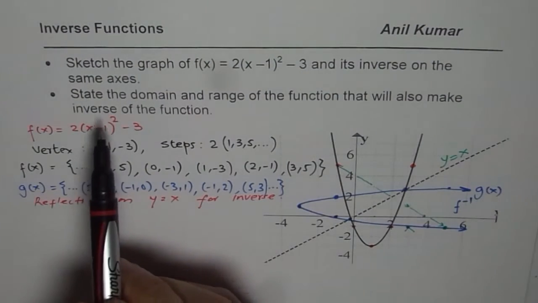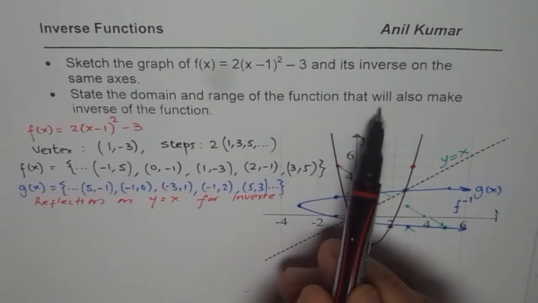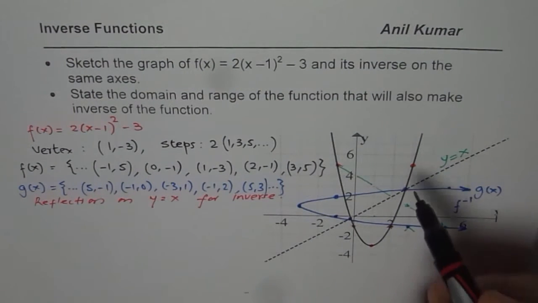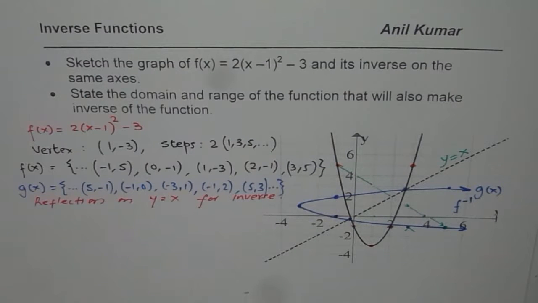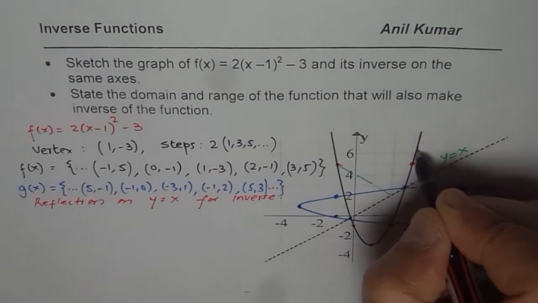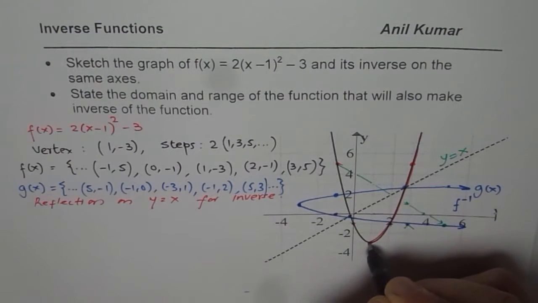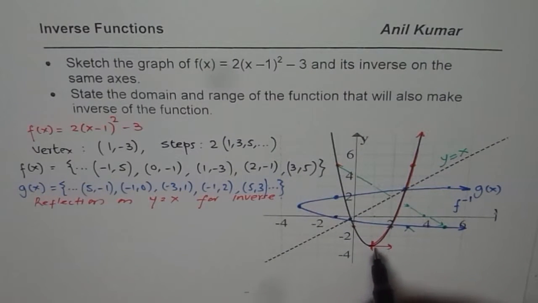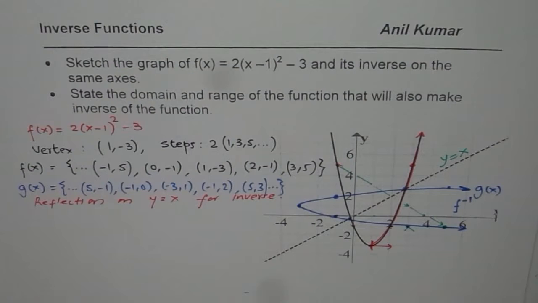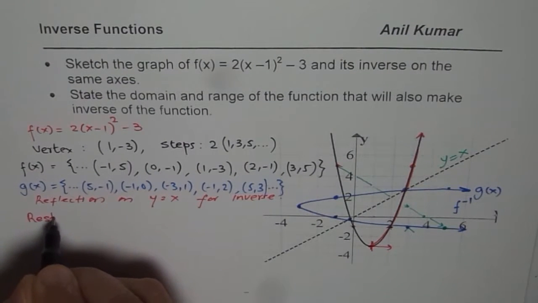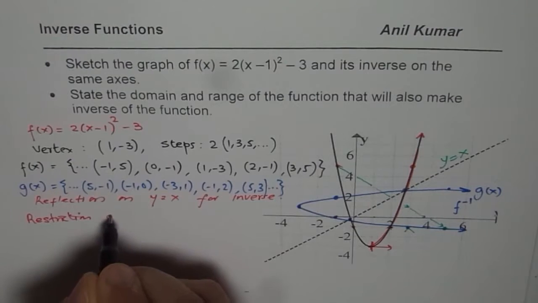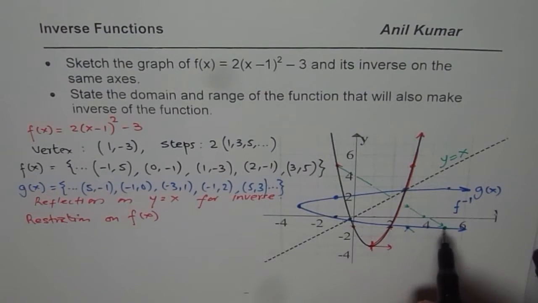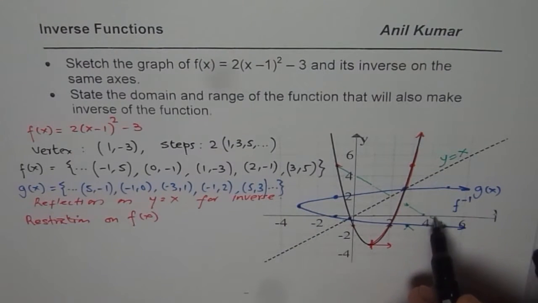Now, the second part of the question is to state the domain and range of the function that will also make the inverse of the function a function, right? So we want to make the inverse a function. In that case, we should only consider one arm of the parabola. So let us consider the right side of the parabola. So that means we can restrict the domain to x greater than or equal to minus 1. So we now will do restrictions on the function, which is f of x, so that the inverse is a function. At present, the inverse is not a function since it fails the vertical line test, correct?